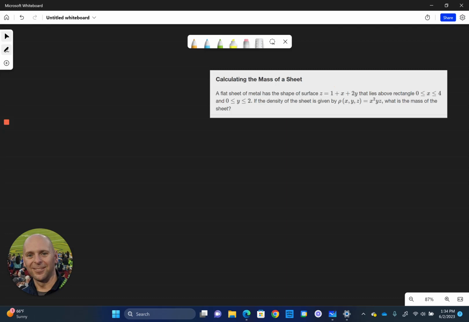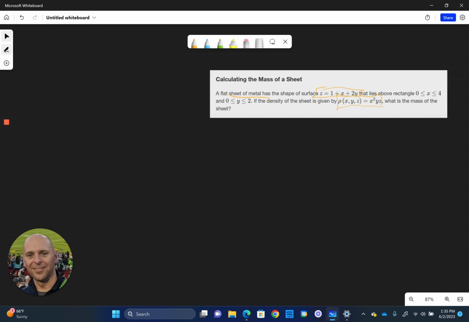This is an example of how we can use a surface integral to calculate something other than maybe just the surface area. And we do that by overlaying some function on top of our surface. So here we've got a flat metal sheet that is given by this equation here, so our plane equation. And we've also got a density function that's given.